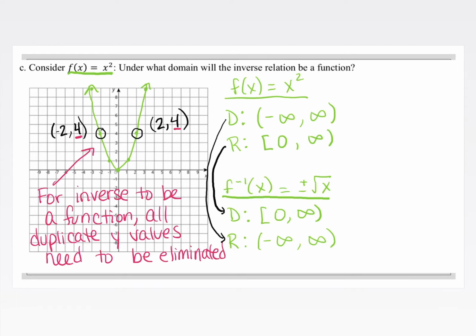In other words, we need to restrict our domain. So it's this part right here that is preventing this relation from being a function. It's this part right here for this example. The graph shows that it fails the vertical line test.